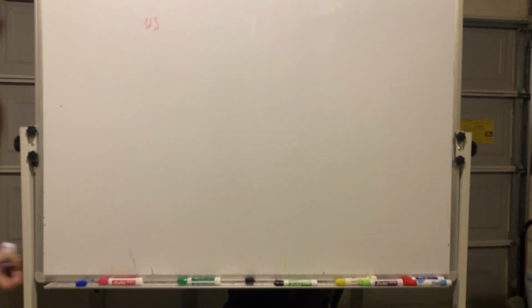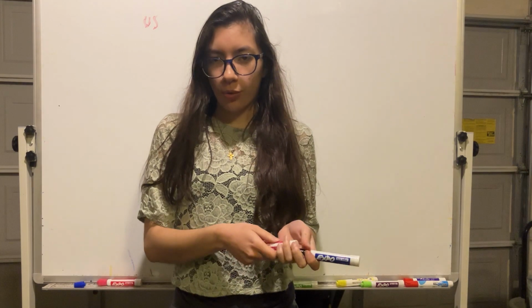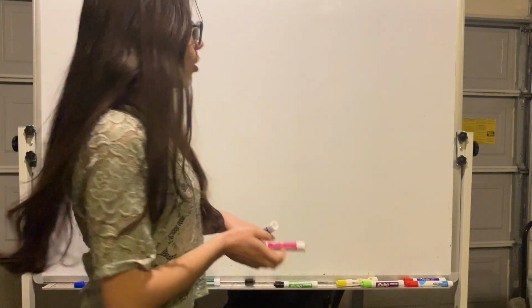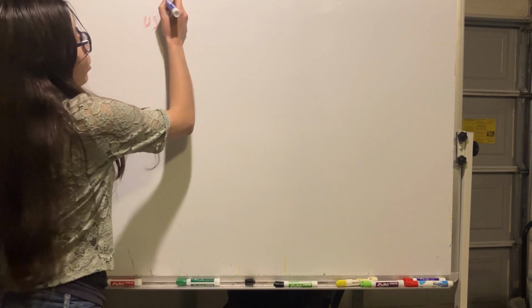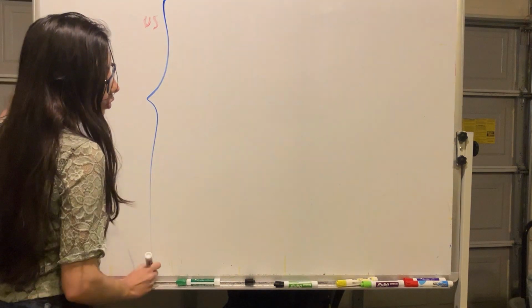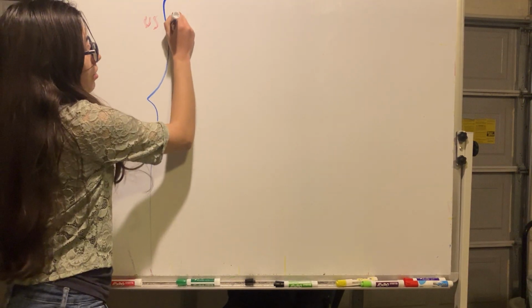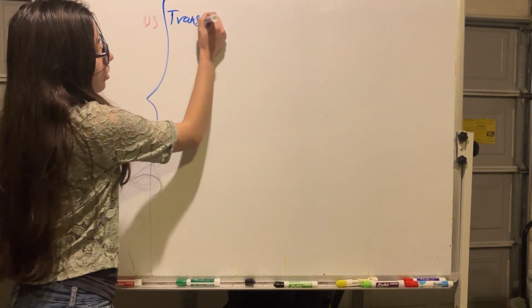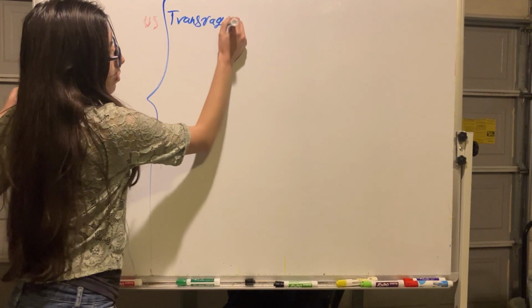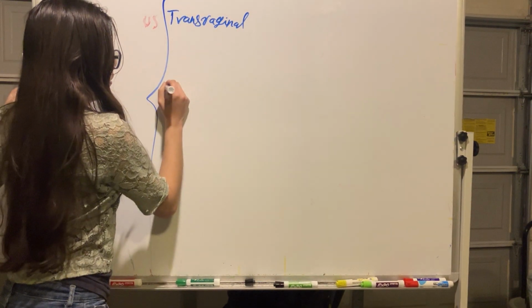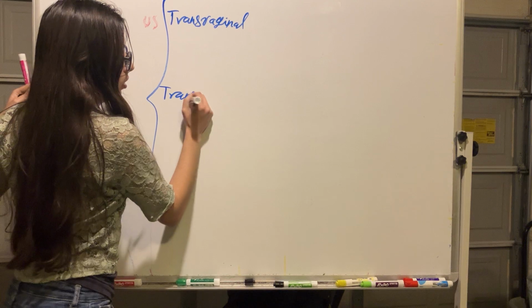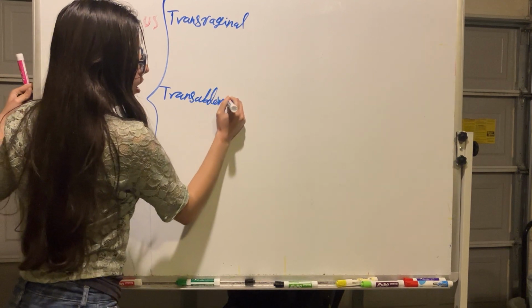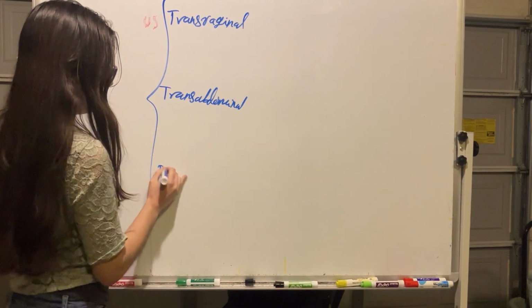Now we're going to see an overview of ultrasound during pregnancy. So we have three modalities of ultrasound. We have transvaginal ultrasound, transabdominal ultrasound, and Doppler.